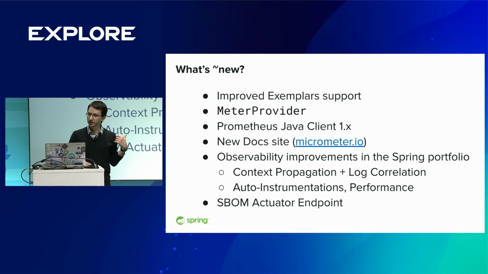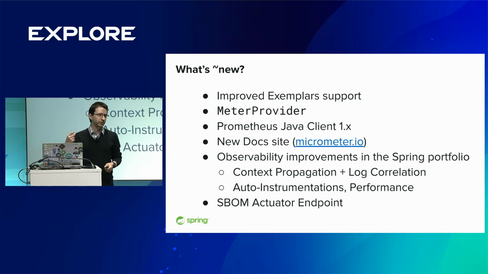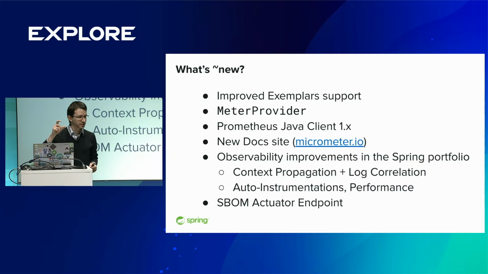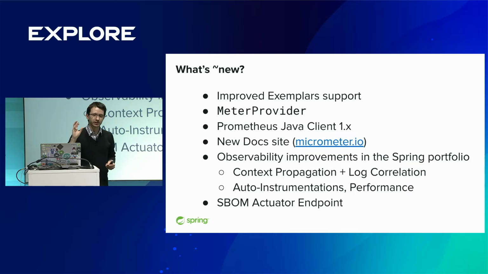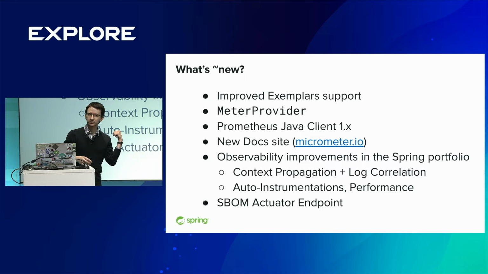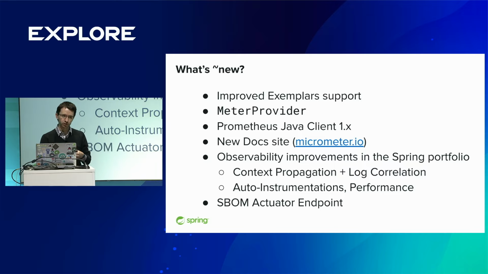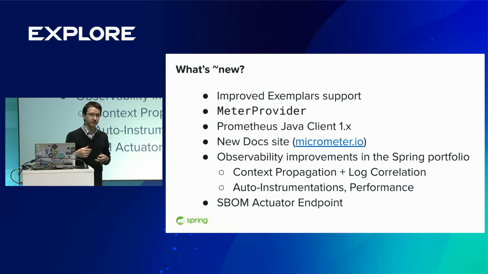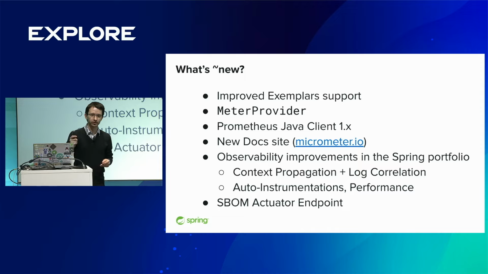We also added a new component called MeterProvider. The MeterProvider is very useful if you want to create metrics with dynamic tags. If you are doing that, please look into this. It is not just syntactic sugar and much nicer, but in some cases it can give you performance improvements. We upgraded Micrometer to Prometheus Java Client 1.x, and that is the new Prometheus client.